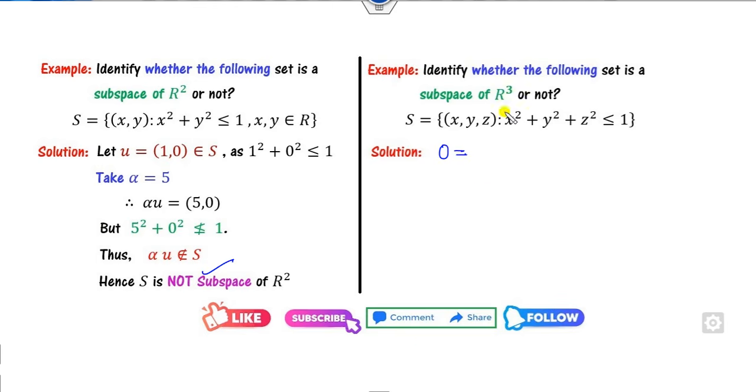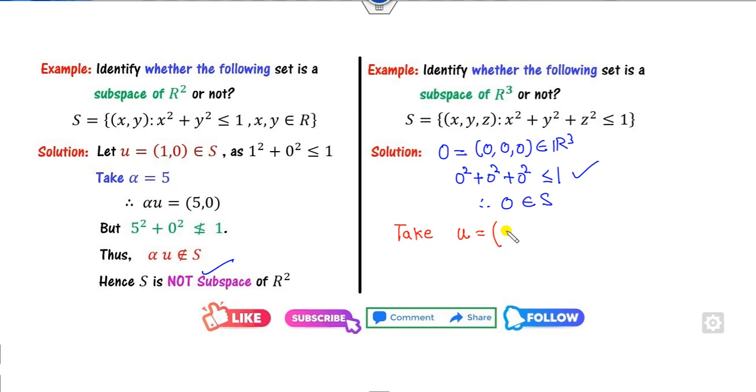Look at this one. This is x cubed, so I have to think of R cubed. Does it satisfy the property? 0 squared plus 0 squared plus 0 squared is less than or equal to 1, satisfied. Therefore 0 is part of S. You can choose any U which satisfies this property. So I can choose (1, 0, 0), or you can choose (0, 0, 1/2). This is also satisfied, and you can choose any one which satisfies this property.